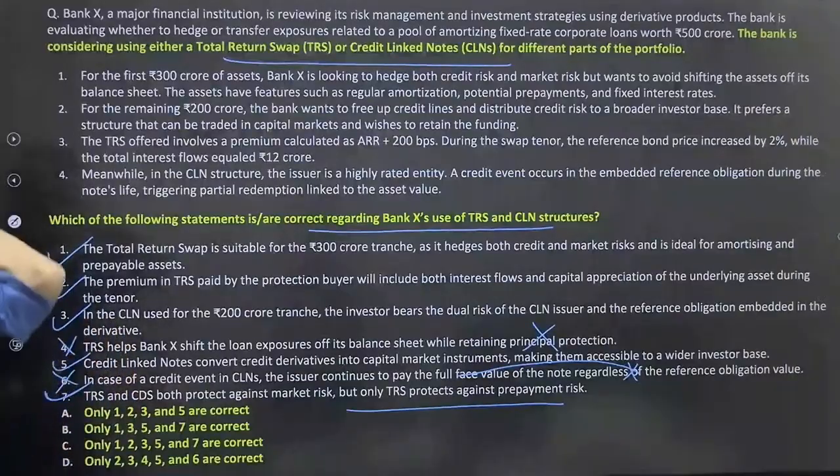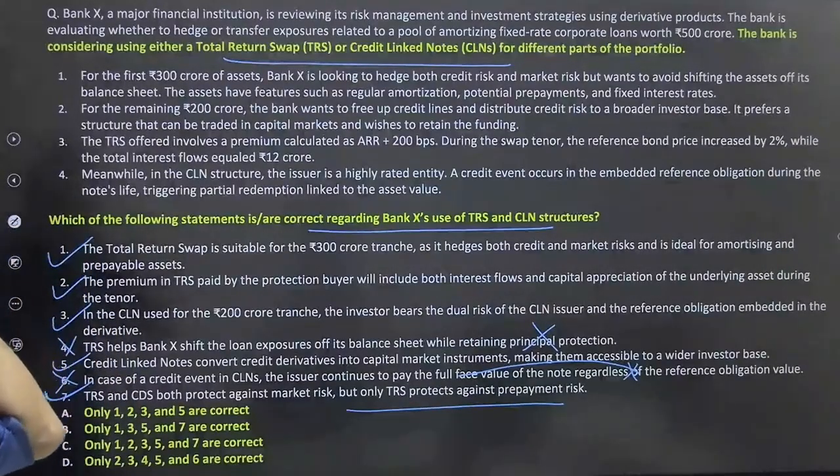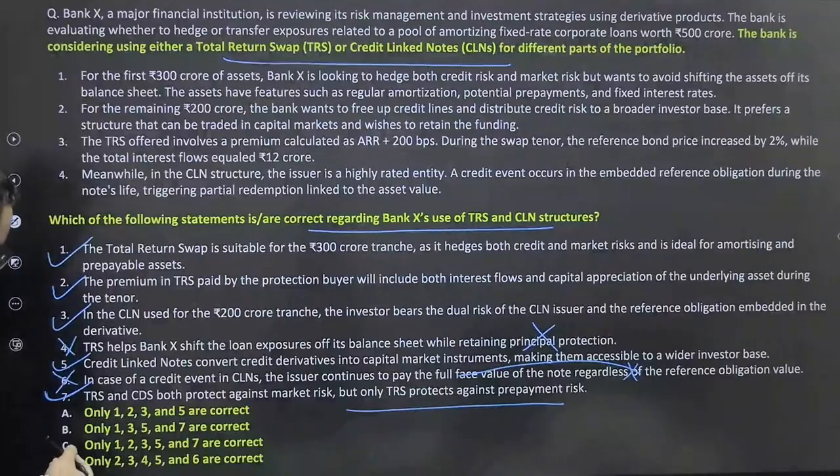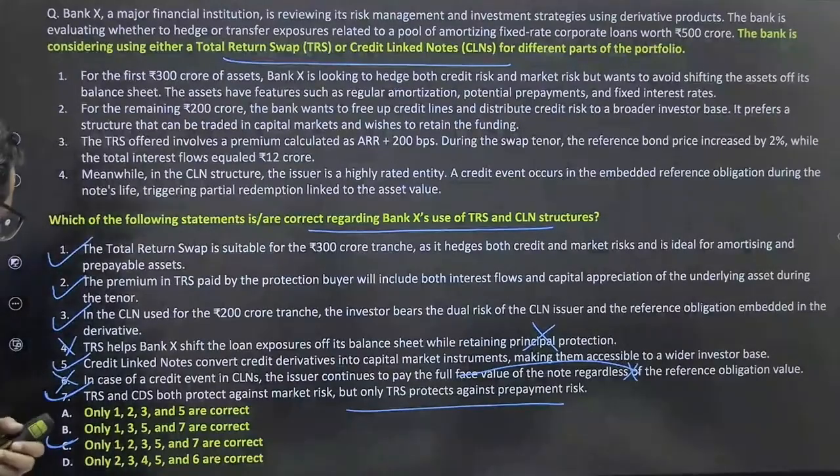Okay, so what should be the right answer? 1, 2, 3, 5, 7. Do we have this option? Sorry, 2 is wrong. Is statement 2 correct or wrong? Statement 2 seems correct here. 1, 2, 3, then we have 5, 7. C should be the right answer for this one. I'll go with option C. What do you suggest, guys?